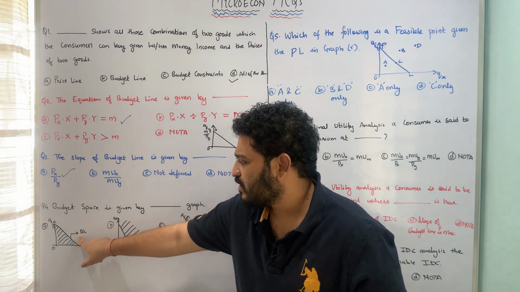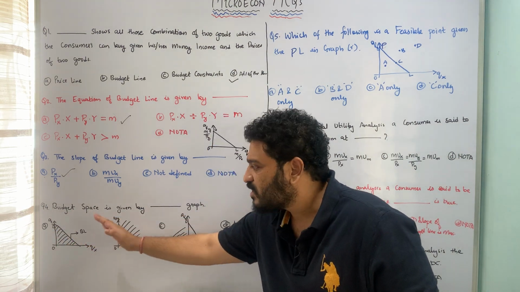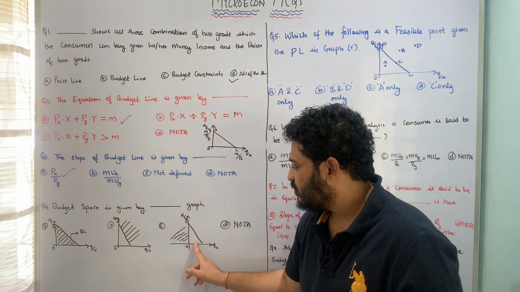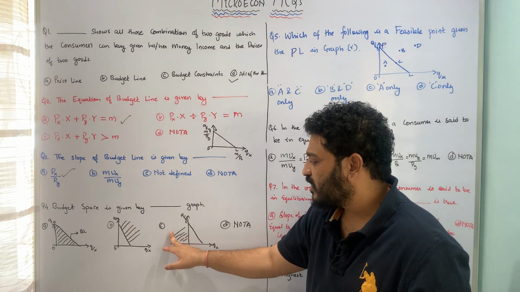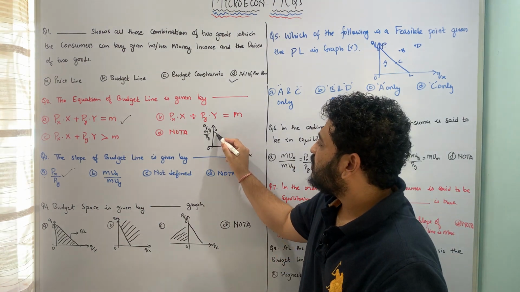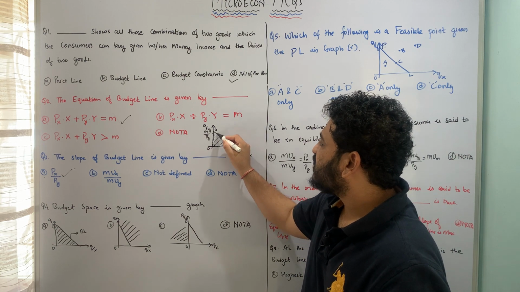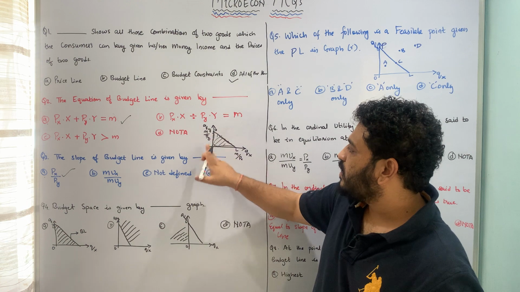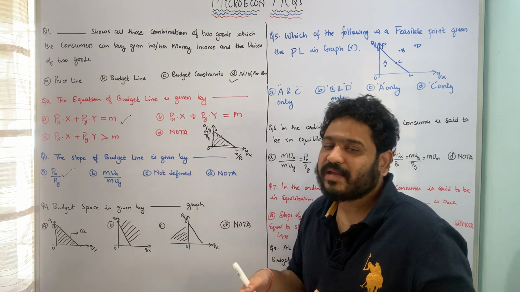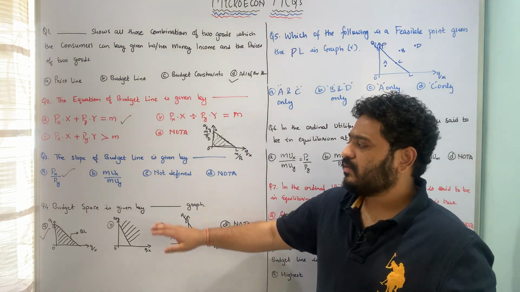BL is the budget line here, quantity of x, quantity of y, and the area below the budget line is shaded, that is, the budget line plus the area under it. Here the area above the budget line is shaded. Here altogether a different coordinate is shaded, and then none of the above. So budget space is given by all the area under this region, that means any combination on the budget line or within this triangular space called BOL. Any combination in this space is a combination in my budget space, and therefore option A is the correct answer to this question related to budget space.